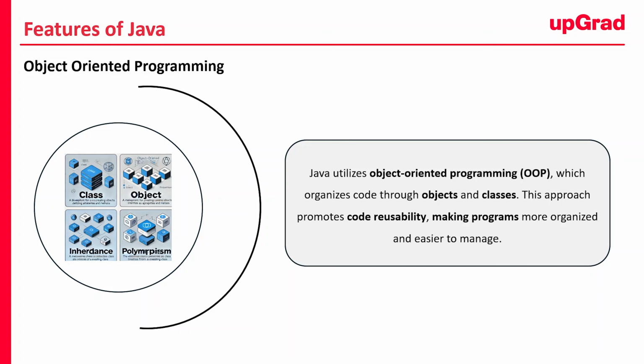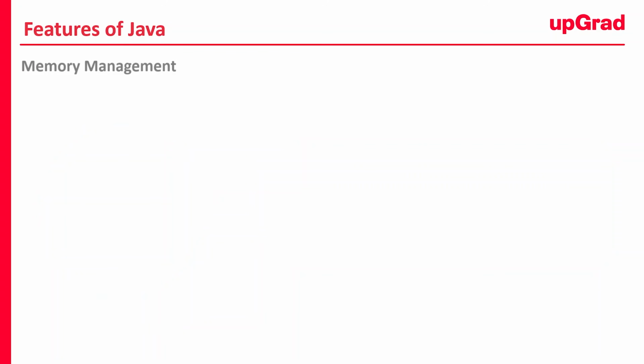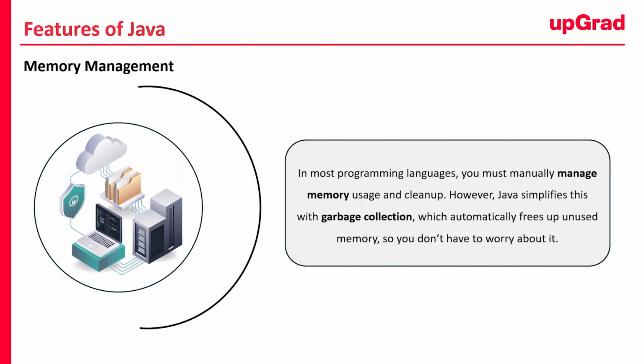Another thing you're going to love about Java is its memory management. Normally in programming, you have to keep track of how much memory your program is using and then clear it out when you're done. But Java handles that for you with something called garbage collection. It automatically cleans up memory when it's not needed anymore, so you don't have to worry about doing it yourself.